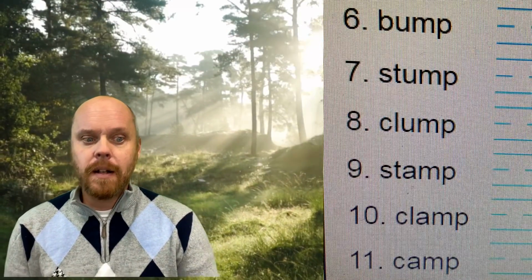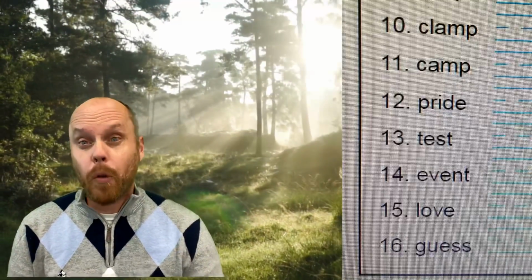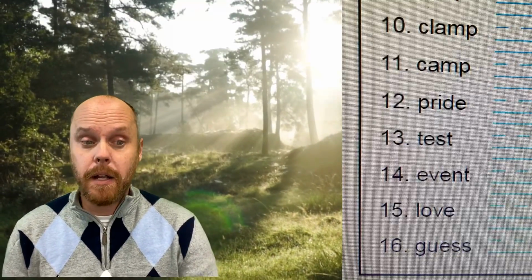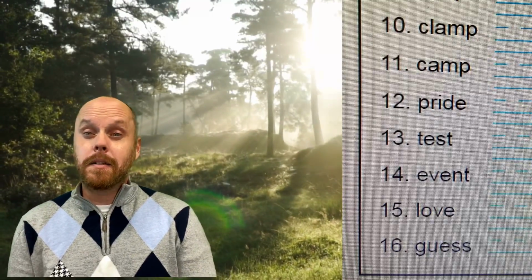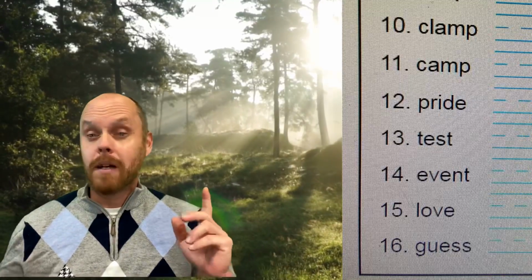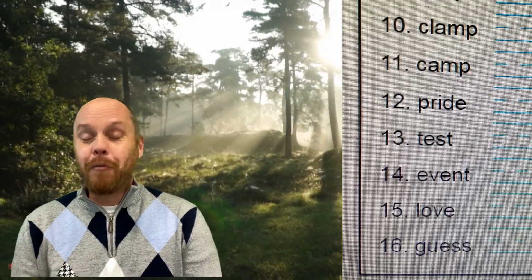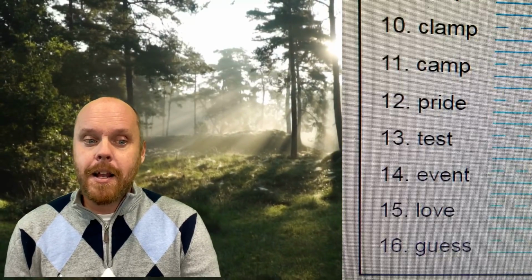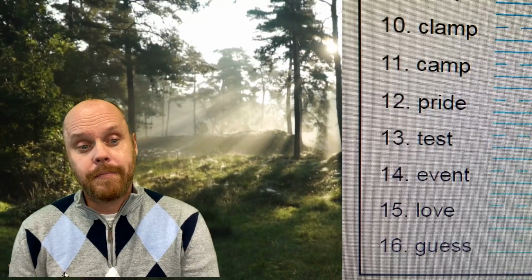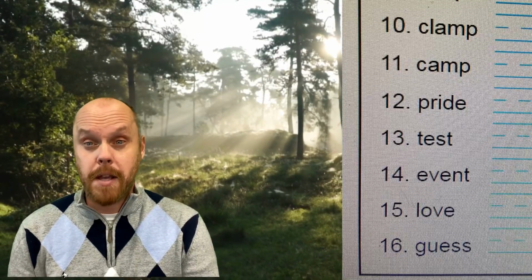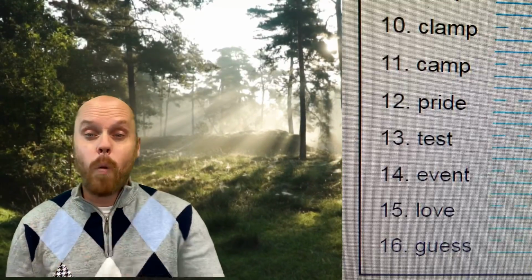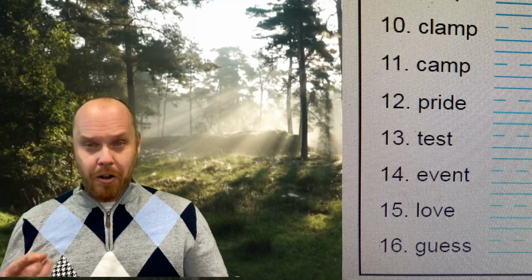And then finally, we have some more sight words. Number 12 is pride. Number 13 is something you all enjoy taking, a test. Not really, I know. Number 14, event. Number 15, love. And number 16, guess. All right, so all of these words are on our spelling list this week.